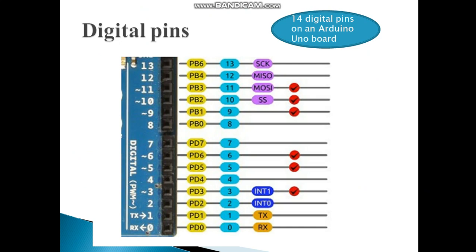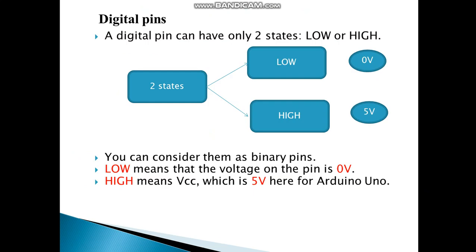Digital pins. Totally we have 14 digital pins, that is 0 to 13, that is PD0 to PD7 and PB0 to PB5. Digital pins have two states: one is low and another one is high. Low means that the voltage on the pin is 0 volt, and high means 5 volt here in the Arduino board.